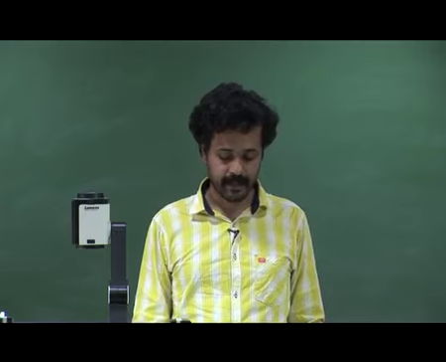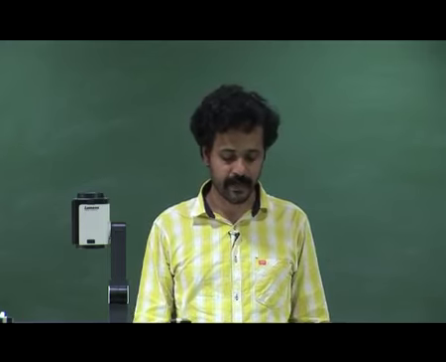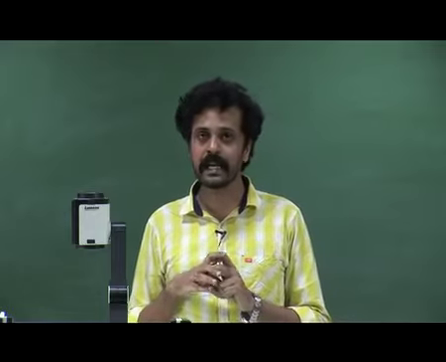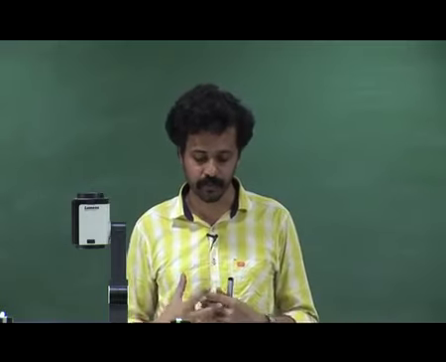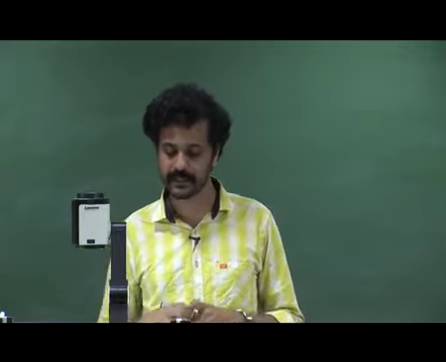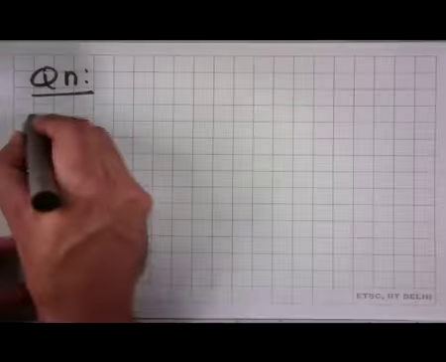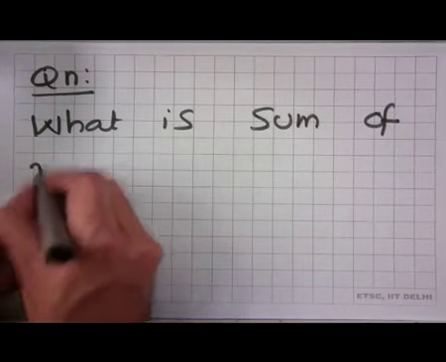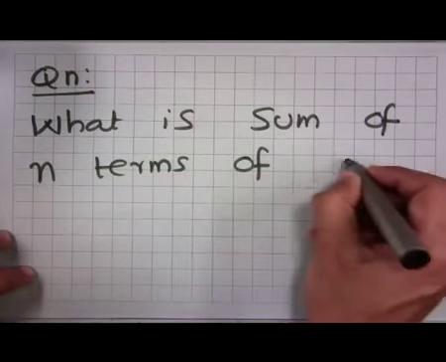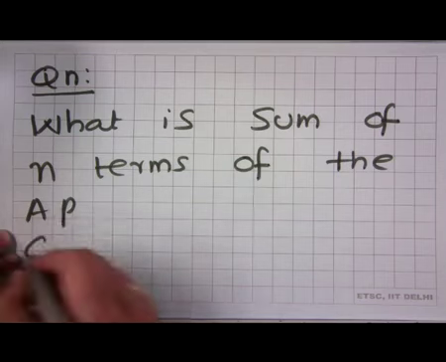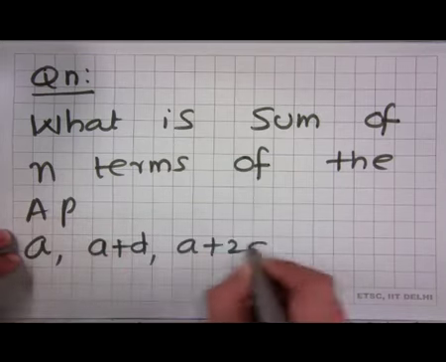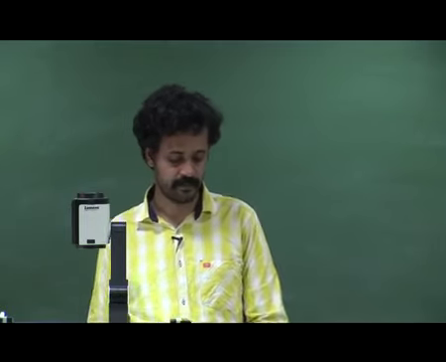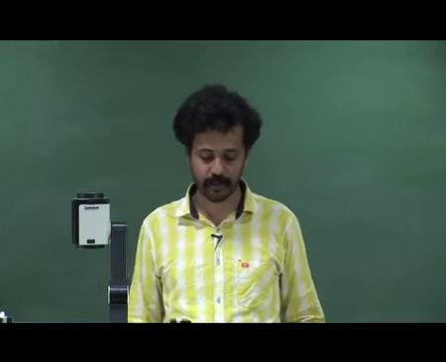No doubt it is a remarkable fact that at the age of 5 years he could conceive the idea. And the same idea of brilliantly pairing and adding is what we are going to do to answer the question I posed slightly before. What was the question? What is the sum of n terms of the arithmetic progression a plus d, a plus 2d, and so on? Let us answer this with the idea Gauss used to sum 1 to 100.